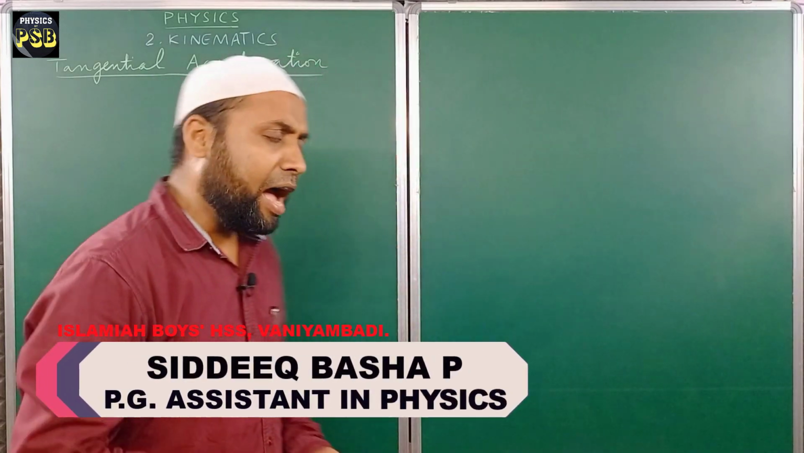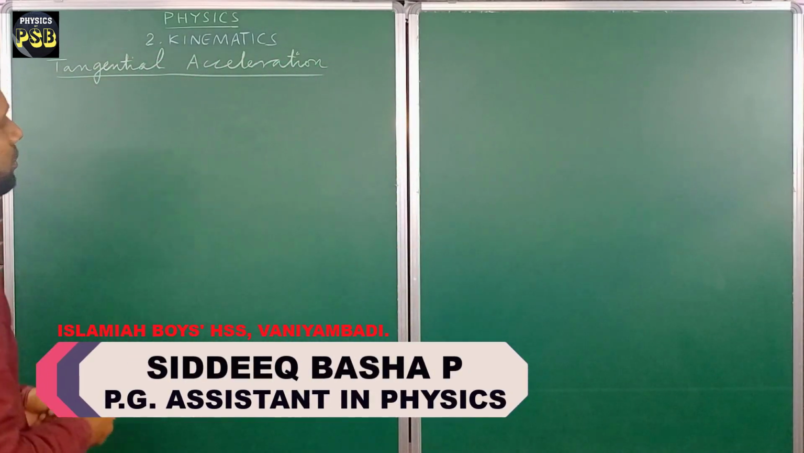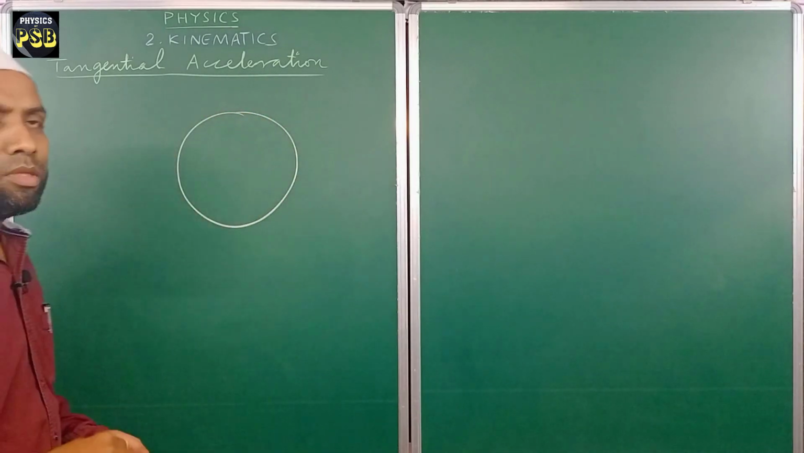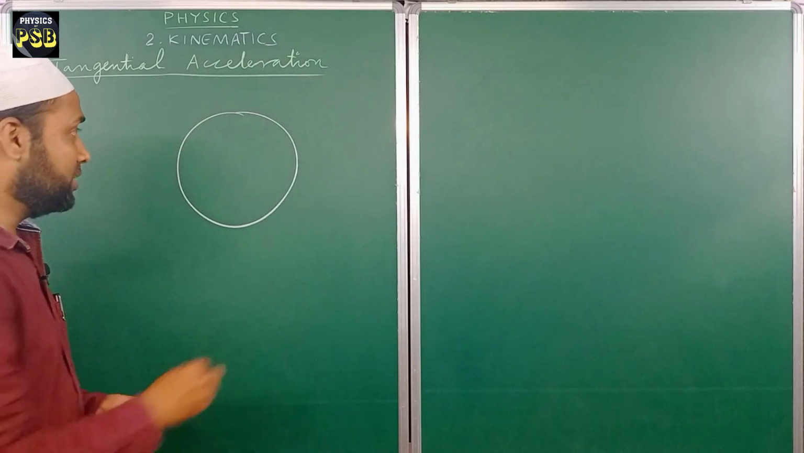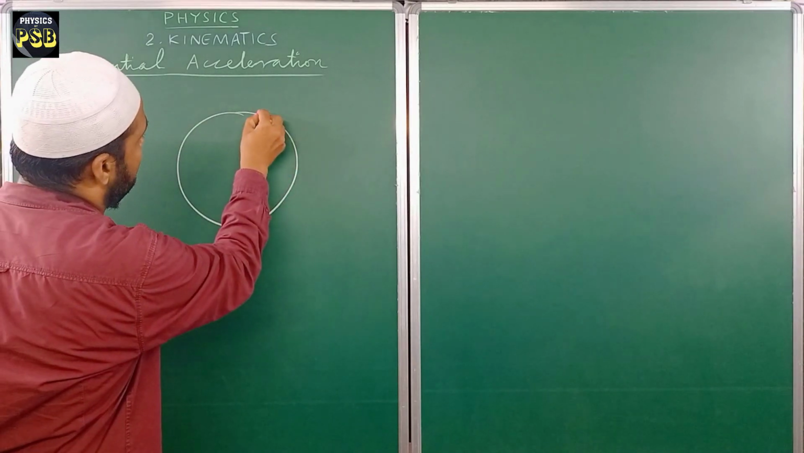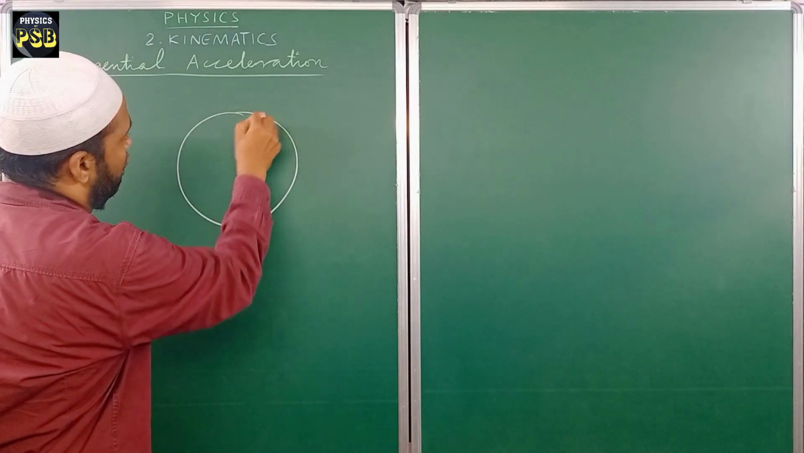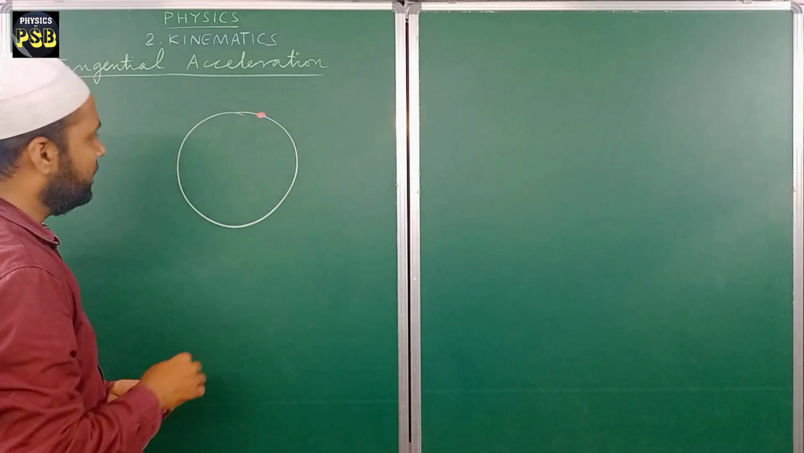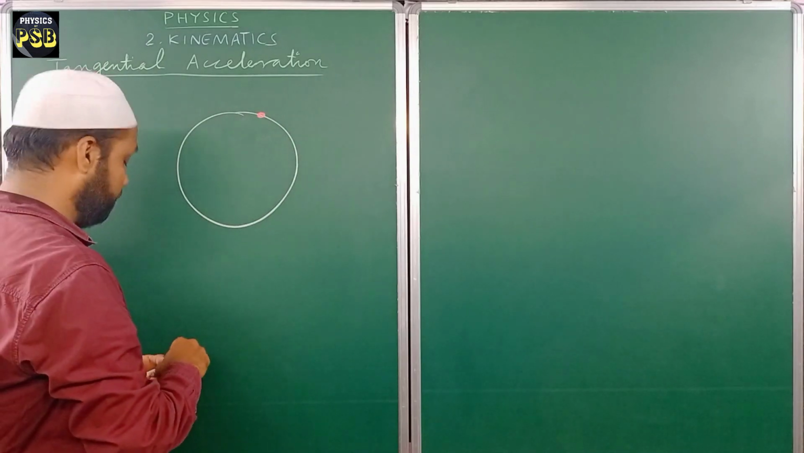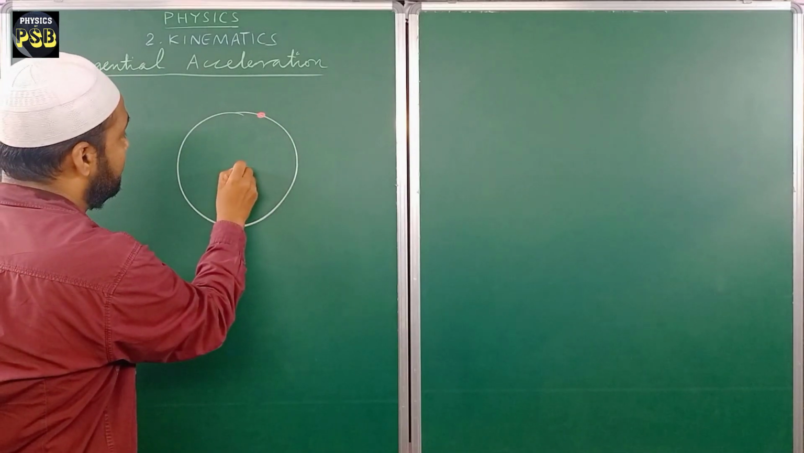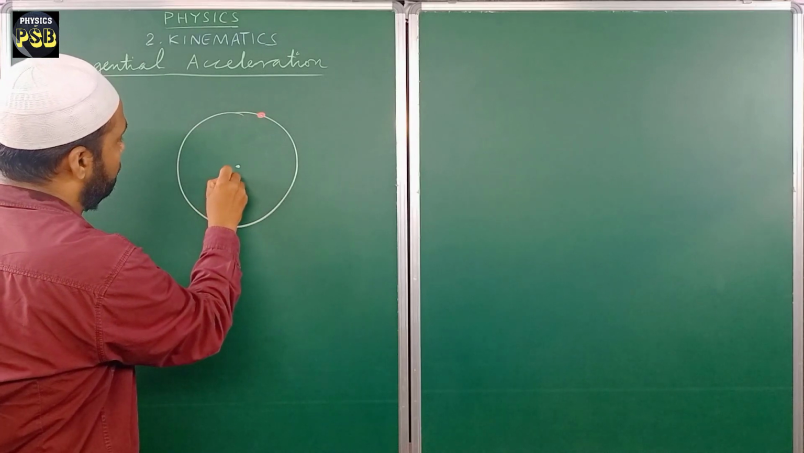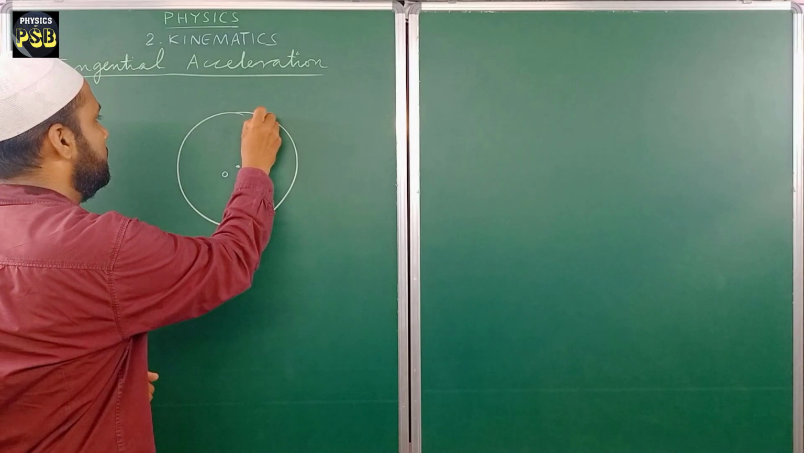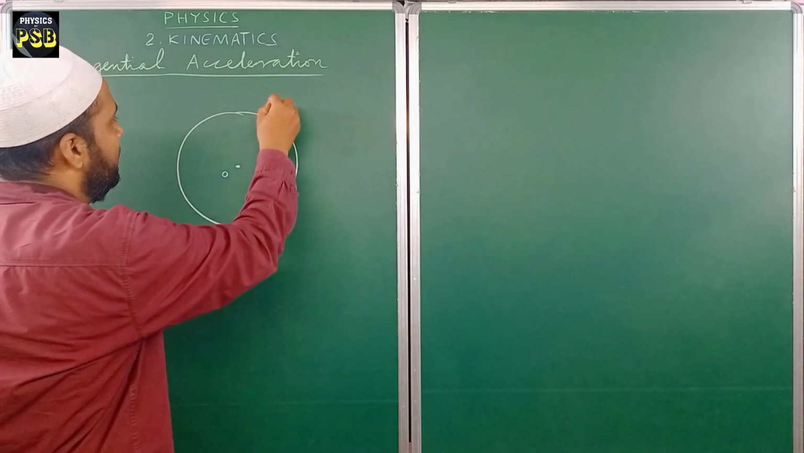For that, I consider a circular path along which an object moves along the circumference of this circle, which has a center represented by letter O. Initially, this object is found to be present at a point A.